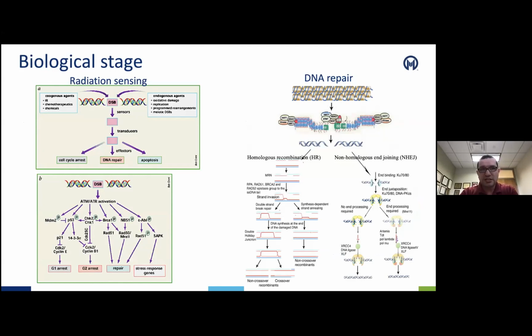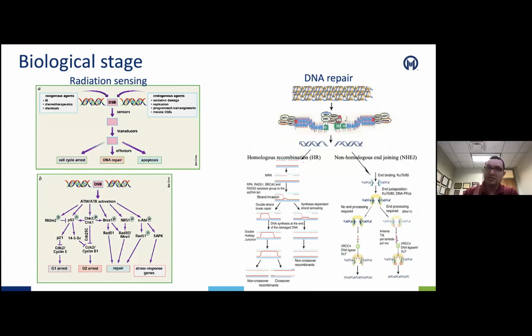And the biological stage involves, after the physical and the chemical stage, a radiation sensing process, like we know the ATM, ATR being involved in that process. And there are multiple things that can happen: cell cycle arrest, DNA repair, apoptosis. So some of these codes that I mentioned, such as QuARKs, for instance, have models for the DNA repair, whether it's using homologous recombination or non-homologous end joining.